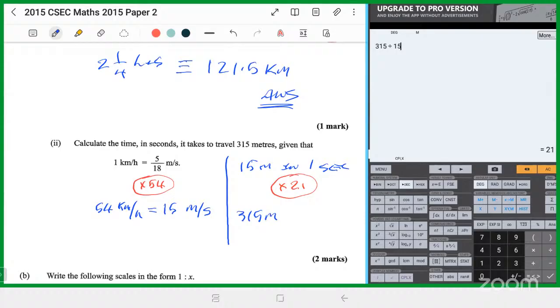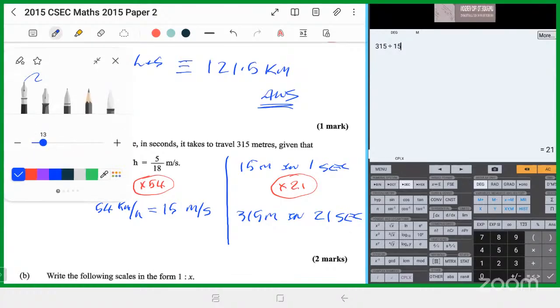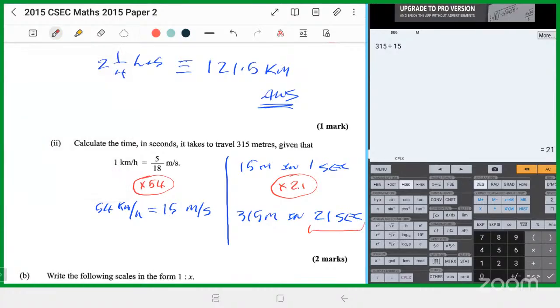315 meters. Multiply this by the same 21, we get 21 seconds. So this is the answer right here. You go 315 meters in 21 seconds. And as I said, guys, this is not the only way to do this question. But I'm just presenting you with this method today because I'm using it as a ratio. I want us to get comfortable doing these things almost like a ratio question, because that's what it really is. It's a ratio.